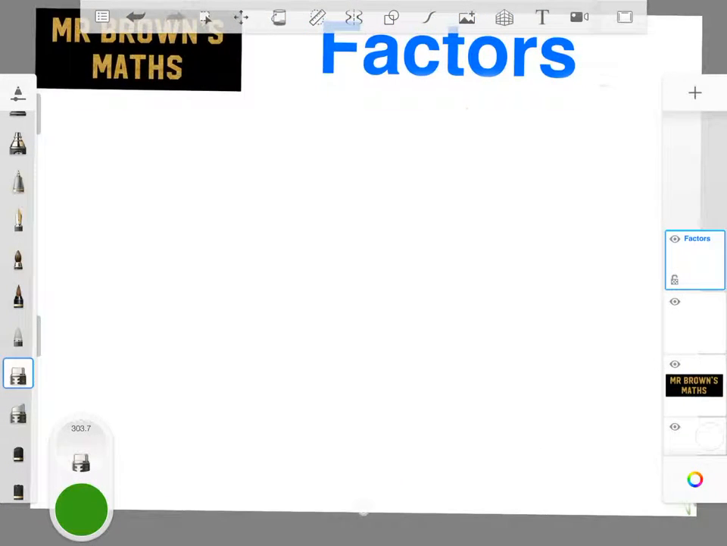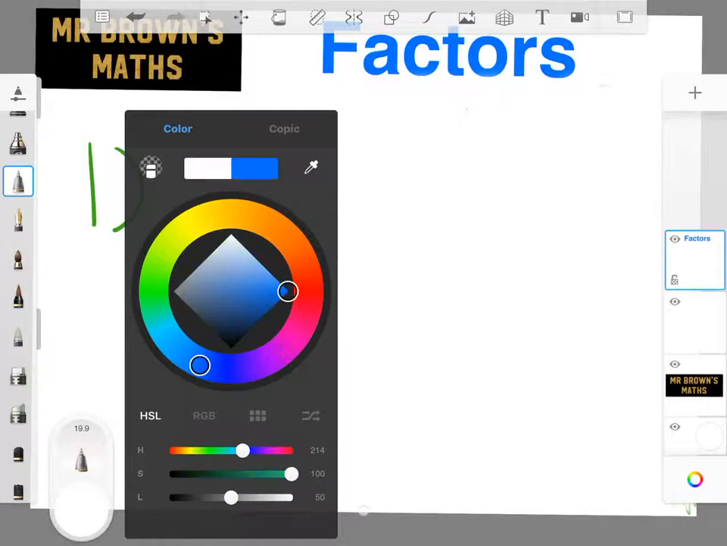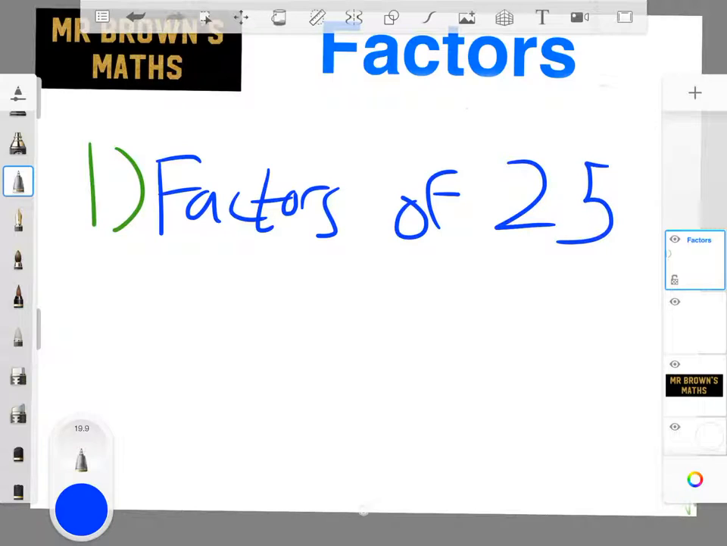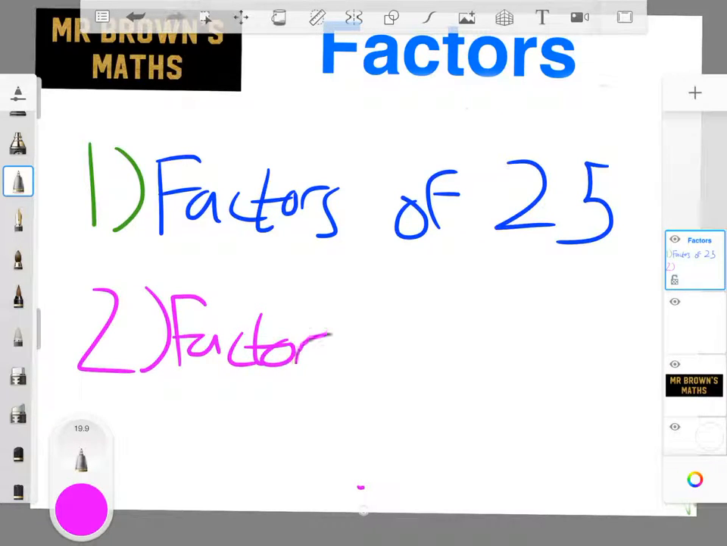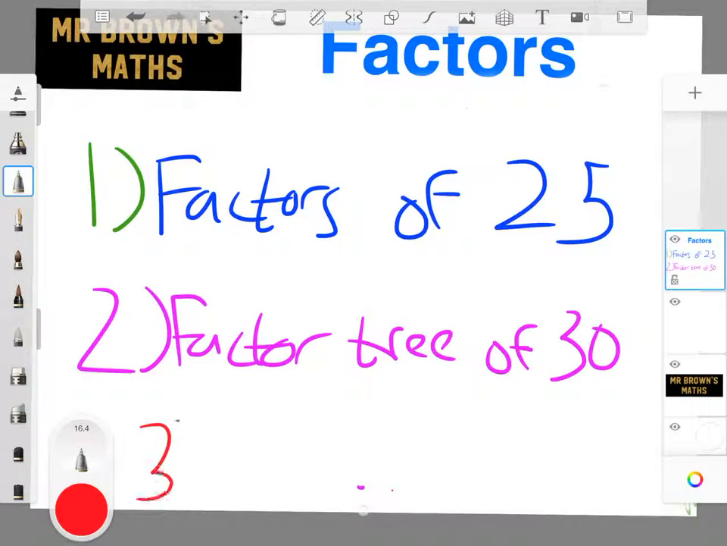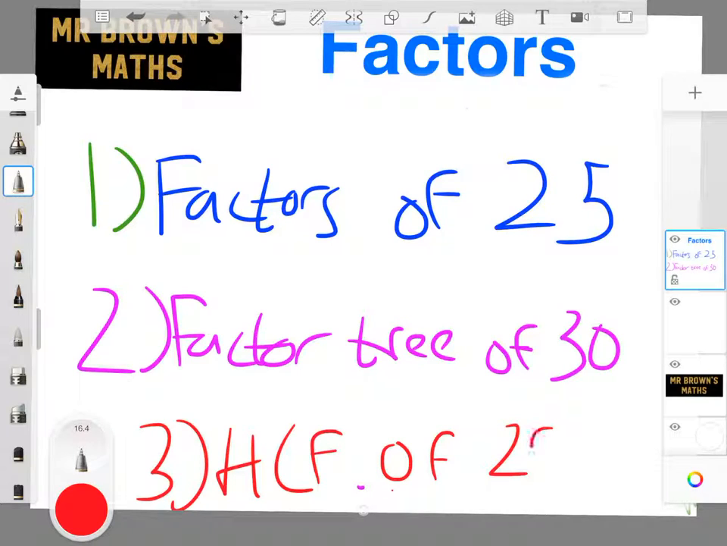So I'm going to give you a practice question from each one. So the first question, you're going to find the factors of 25. Then question 2, I want you to do a factor tree of, let's do 30, and then for question 3, I want you to find the highest common factor of, let's do 25 and 30.